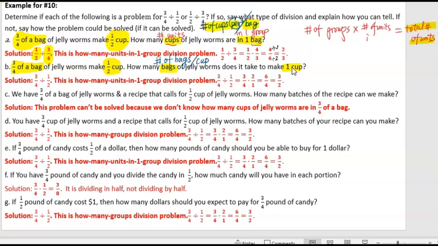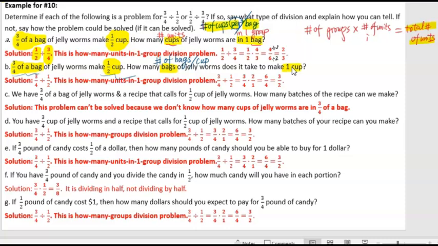And again, we are given both pieces of information. We know how many bags here. We know how many cups. And so we can divide the number of bags, which is 3/4, by the number of cups, which is 1/2. So notice that when we ask these two different questions, how many cups per bag or how many bags per cup, we have to divide differently.